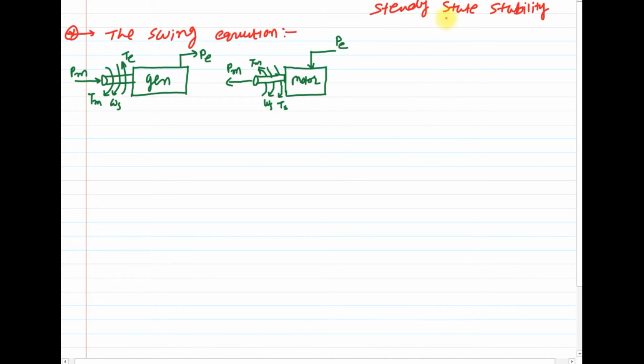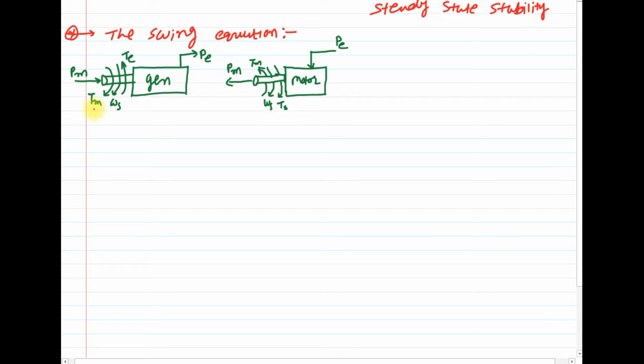Before starting the understanding of steady state stability, or I can say the term power system stability, we will start with a very basic and famous theory, which is the swing equation, which shows the rotor dynamics of a synchronous machine. So let us start with the very basic and first theory of our new chapter, which is the swing equation.